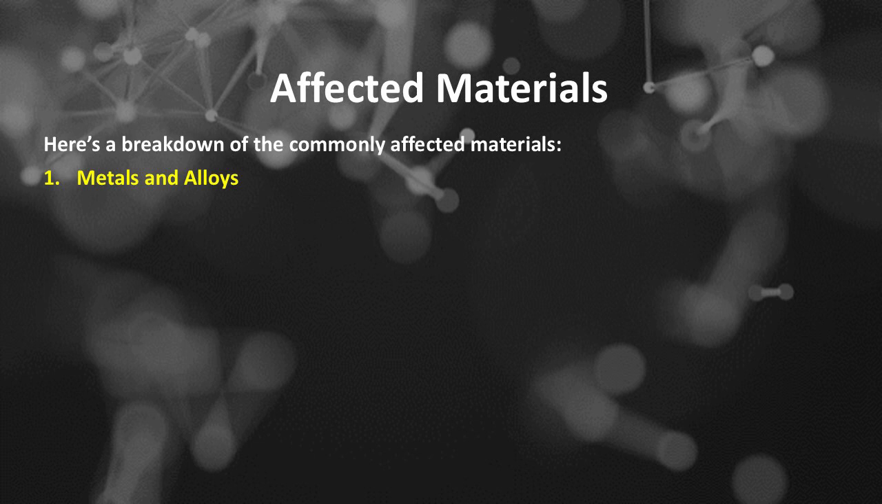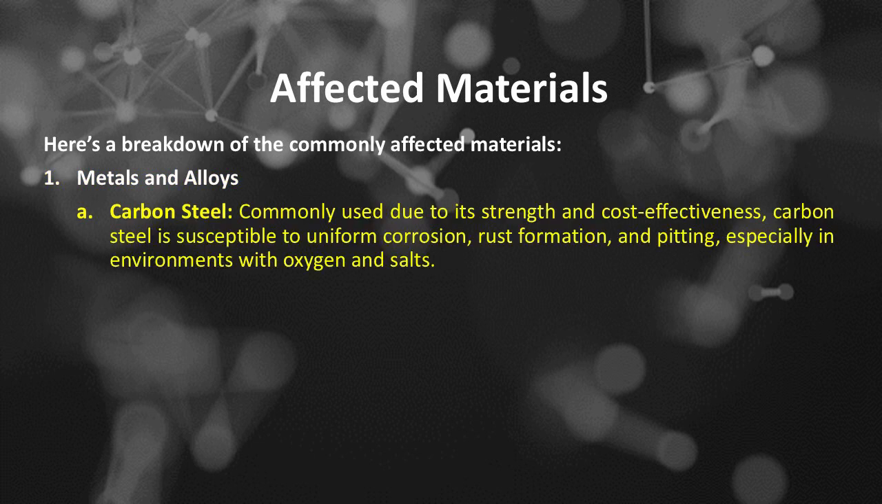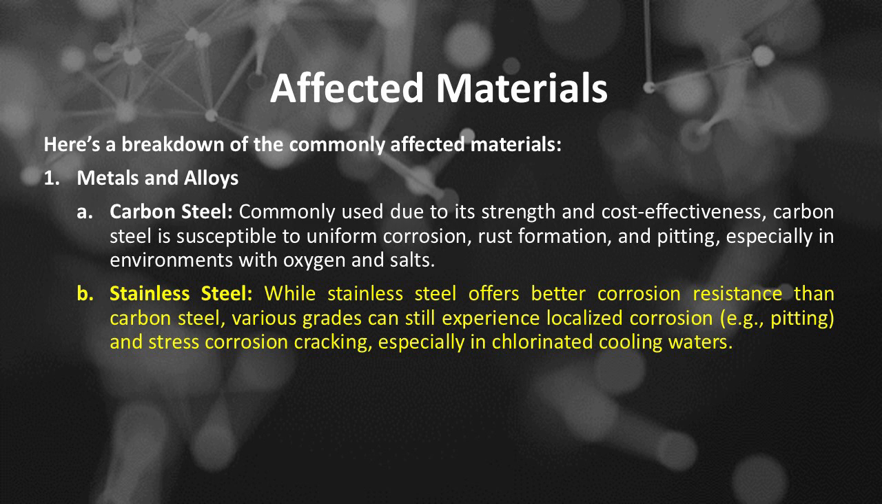Number 1 is metals and alloys. Number A of metals and alloys is carbon steel. Commonly used due to its strength and cost-effectiveness, carbon steel is susceptible to uniform corrosion, rust formation, and pitting, especially in environments with oxygen and salts. Number B of metals and alloys is stainless steel. While stainless steel offers better corrosion resistance than carbon steel, various grades can still experience localized corrosion, such as pitting, and stress corrosion cracking, especially in chlorinated cooling waters.